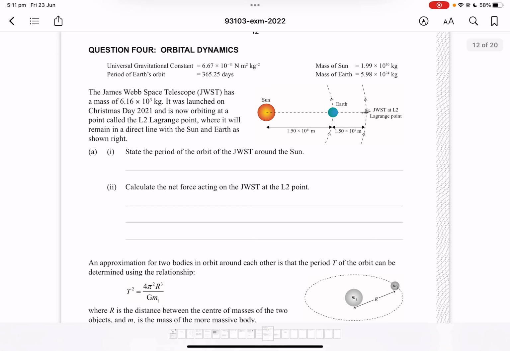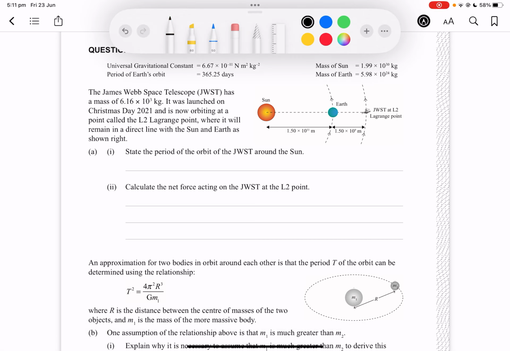Okay, so a big giveaway for this question is that it says the Sun and the Earth are going to be remaining on one line. So it's always going to be in line with the Earth. And if it's always in line with the Earth, this indicates that the angular velocity of the Earth and the telescope is exactly the same. So therefore, it's going to take exactly the same amount of time for the telescope to orbit the Sun as the Earth does. So this is a very, very straightforward question. It's simply going to be exactly equal to the orbital duration of the Earth around the Sun, which is 365, not 62. What am I doing?